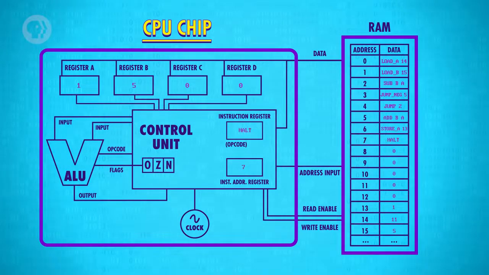So even though this program is only 7 instructions long, the CPU ended up executing 13 instructions, and that's because it looped twice internally.